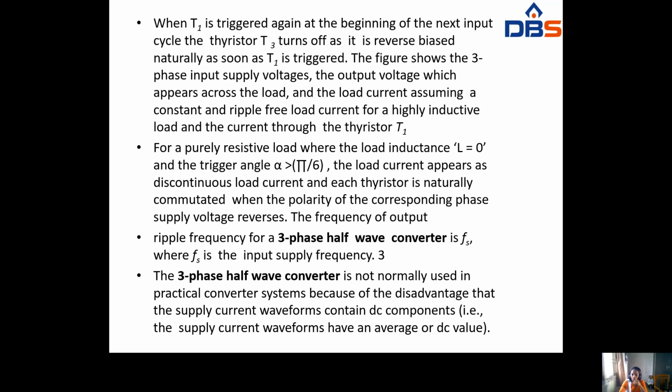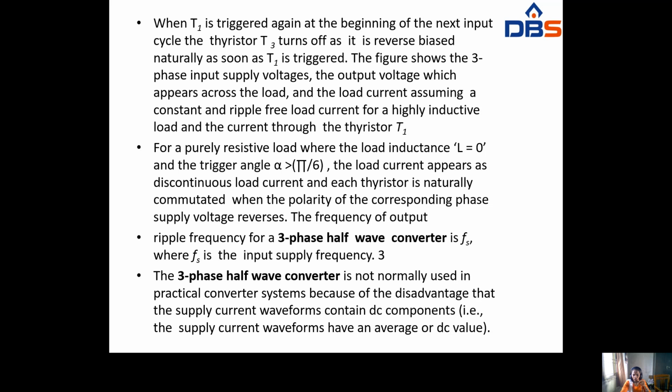Okay. So when T1 is triggered again at the beginning of the next input cycle, thyristor T3 is turned off and is reverse biased. The figure shows the three-phase input voltage and the output voltage appearing across the load, assuming a constant and ripple-free load current, a highly inductive load, and then the current through thyristor T1.